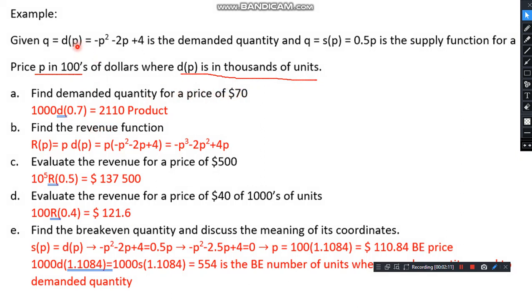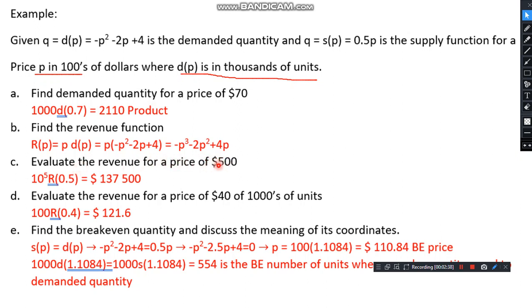Since price is in 100, we divide 70 by 100, so D of 0.7, and we multiply the units by 1000, so it's 1000 D of 0.7, which is 2110 products. Find the revenue function. The revenue is price times demanded quantity, so I multiply this demand by P, so it's minus P cubed minus 2P squared plus 4P. Evaluate the revenue for a price of $500.